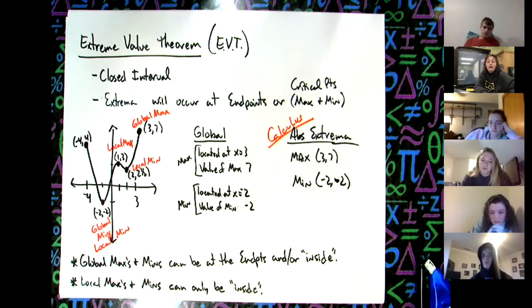What would you call the point -4, 4? Actually, it really doesn't have a name because it is an endpoint. It can't be a local maximum because it's not on the inside. So it hangs, it dangles, it's just there. Good question, actually. Very good question. All right, anybody else have questions?